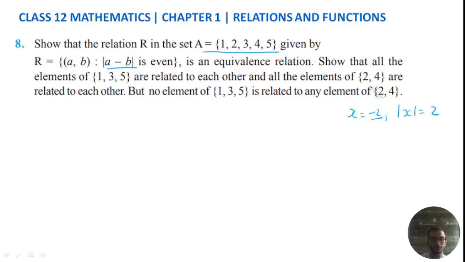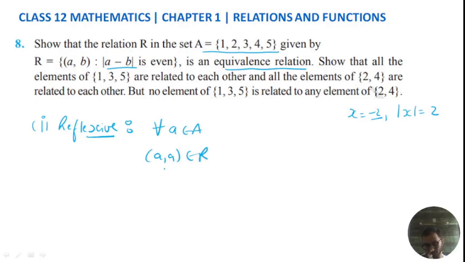Okay. So how is the relation defined? Having pairs (a, b) such that the modulus of a minus b is even. We have to show this is an equivalence relation. First let's show that it is an equivalence relation, then we'll do the further question. For equivalence we'll have to show reflexive, symmetric and transitive. First let's show reflexive. For reflexive we have to show that for every a belonging to A, (a, a) should belong to R. So whether this holds or not we have to see.